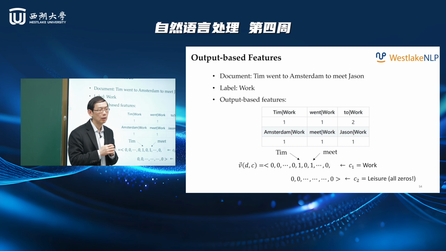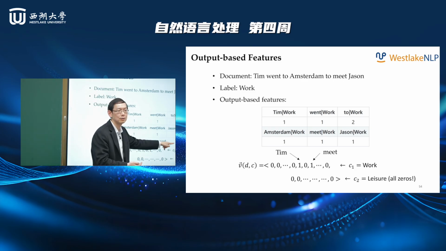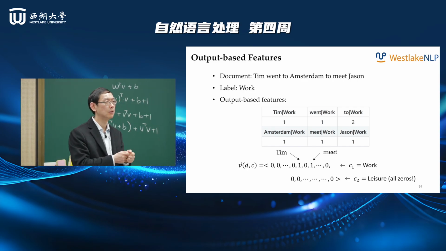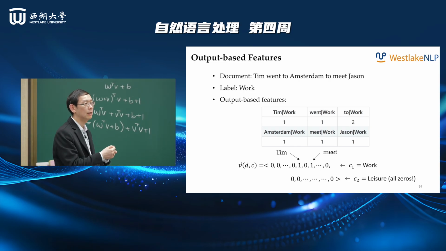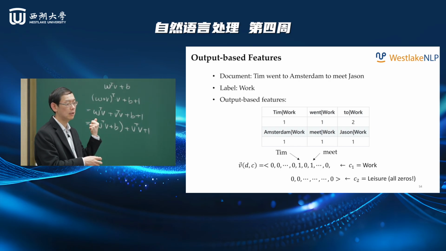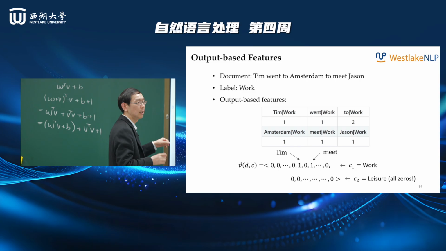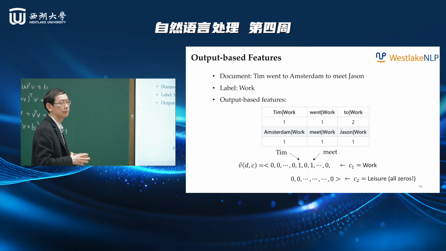Then what do you do? You fill this word-based vector into the work row of the high dimensional vector. The leisure row will be all zeros, because the document is tagged as work. So the work row will have Tim, went, etc. as non-zeros. So basically, you compose the word and the class label, and every feature in the vector is a composition of word and class label. In this way, you can map an input and an output to a distinct vector.